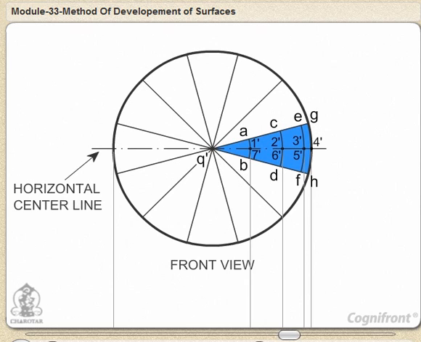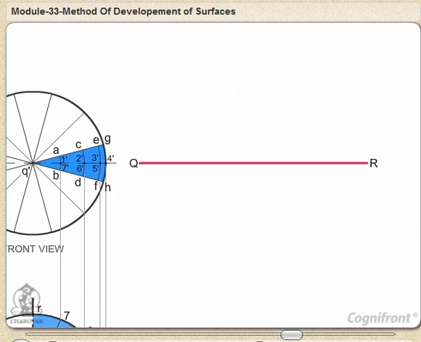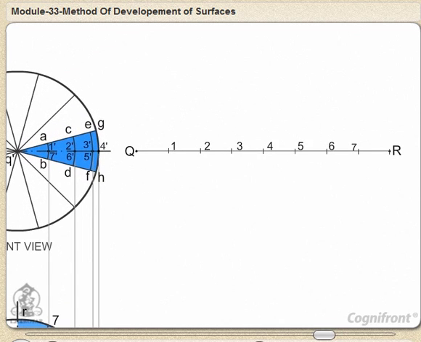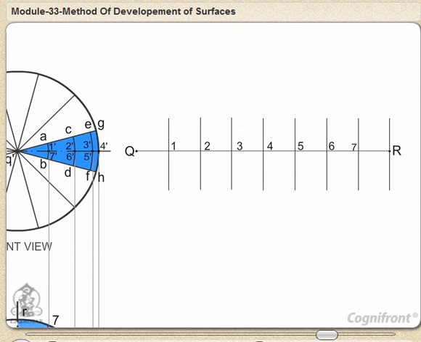Draw a line QR in line with the horizontal center line and divide line QR into 8 equal parts by taking length of each part from top view. That is, length Q1 on top view equals length Q1 on line QR. Length 1-2 on top view equals length 1-2 on line QR. Length 2-3 on top view equals length 2-3 on line QR, and so on. Length 7R on top view equals length 7R on line QR respectively. Draw perpendiculars from points 1 to 7 on line QR.